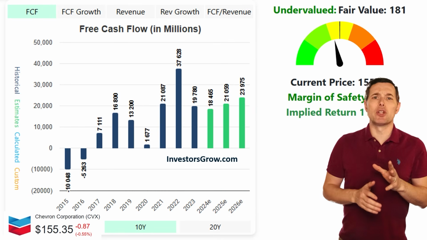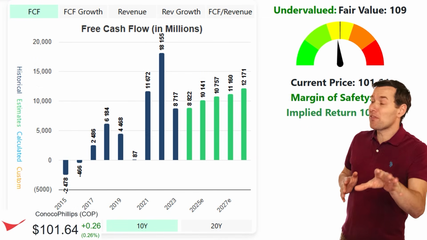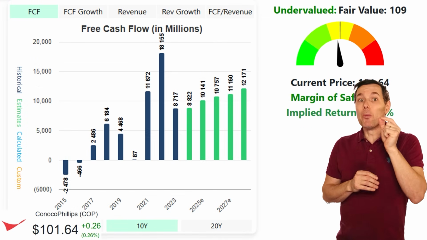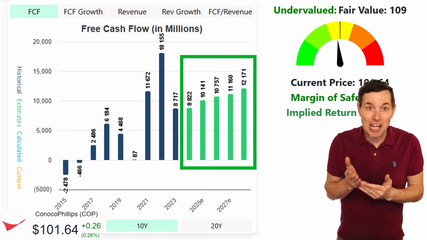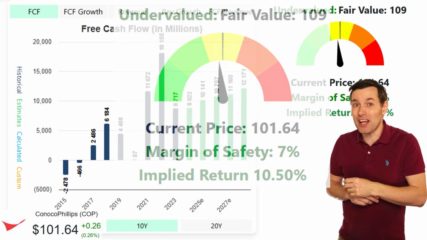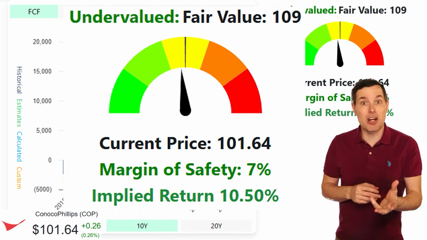Now let's jump over and look at a competitor. When we jump over and now we're looking at ConocoPhillips, we can see that we actually have 5 years of analyst estimates. And again, this works the same way. Although ConocoPhillips is undervalued, not undervalued quite as much as Chevron is.